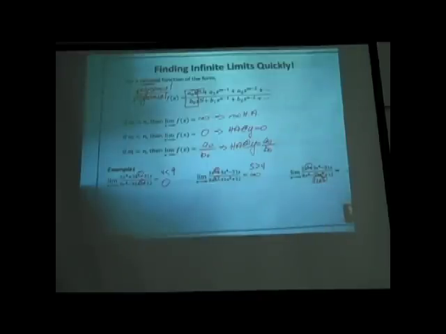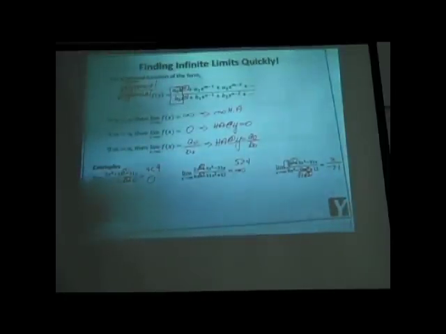Degree of the numerator, degree of the denominator are equal to each other. We're going to look at the leading coefficients. In the numerator, it's 2. In the denominator, it's negative 31. That's the limit, negative 2 over 31.